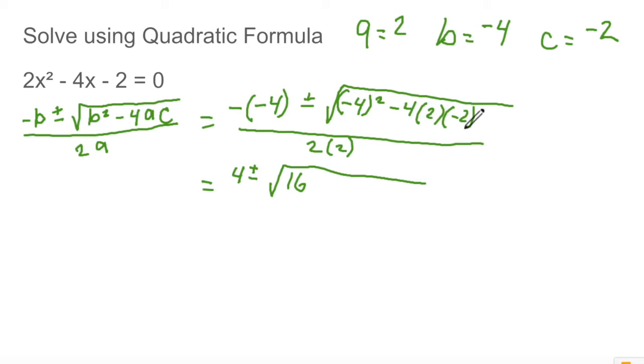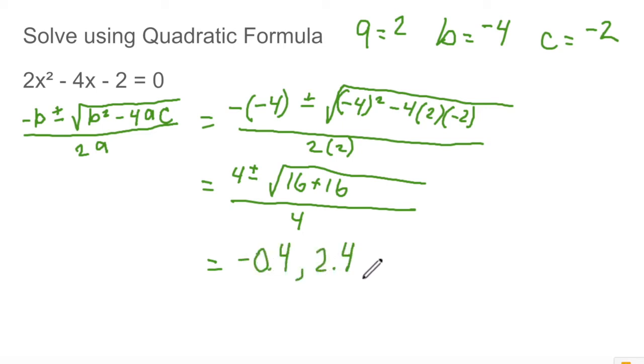Here we have a negative 2, a positive 2, and a negative 4, so those multiply out to 16. So we get 16 plus 16 over 4. So 4 plus root 32, 4 minus root 32, and divide both of those by 4. What we get for our answers, rounded to a single decimal place, is 2.4 and negative 0.4. So those are our two solutions for x.